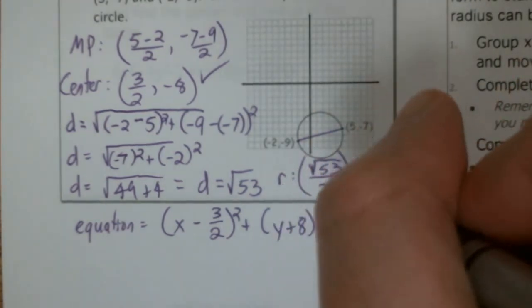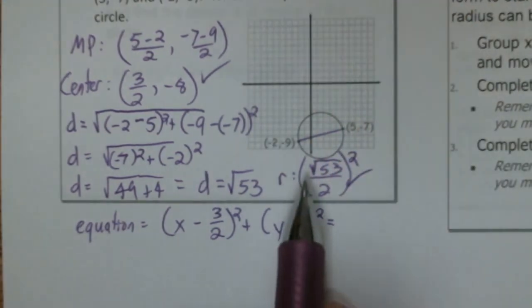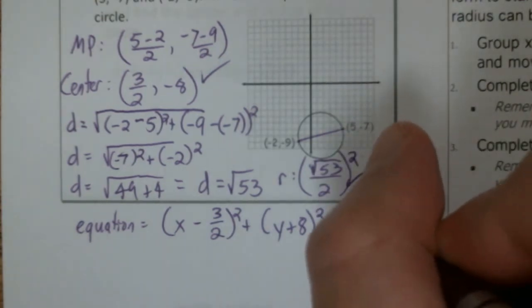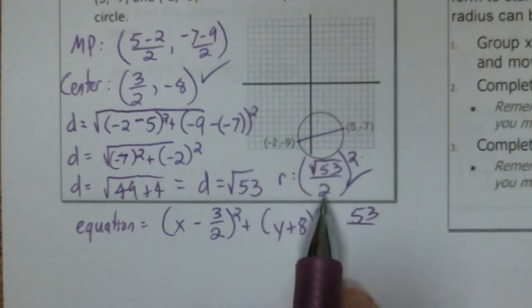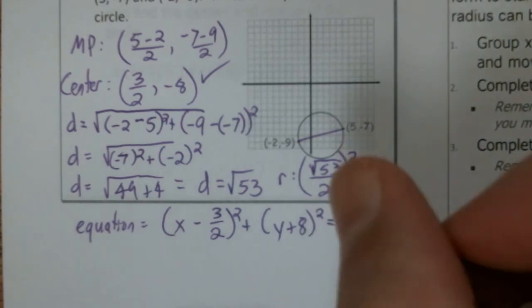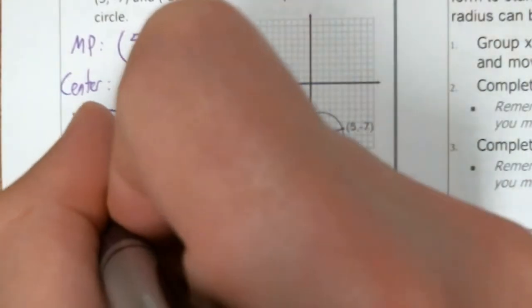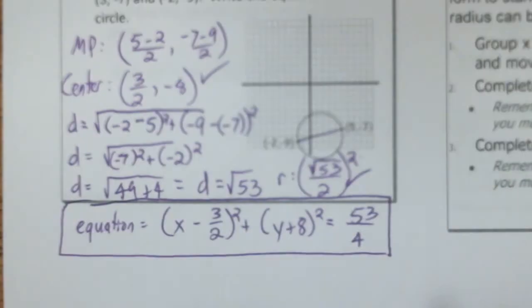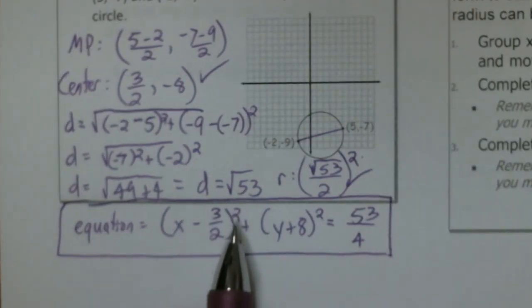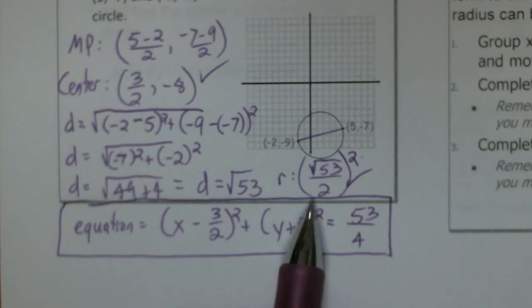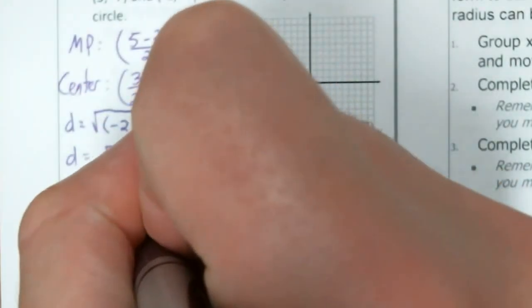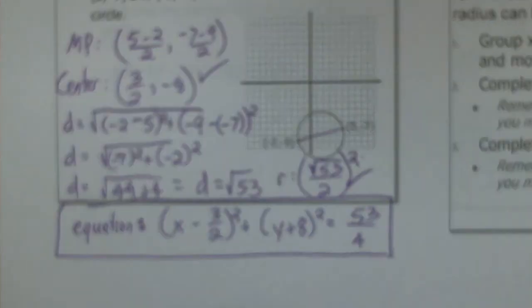So I've got to square this whole thing. When I square the square root of 53, I just get 53. And then on the bottom, I've got to square the top and the bottom. When I square 2, I just get 4. So my final equation is x minus 3 halves squared plus y plus 8 squared equals 53 over 4. And that is the equation of my circle.